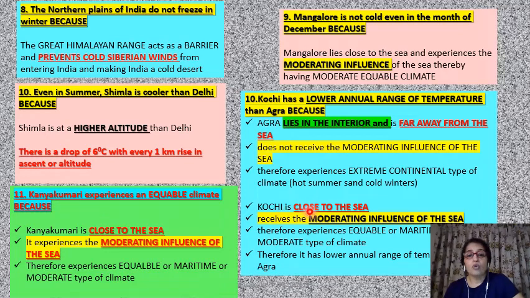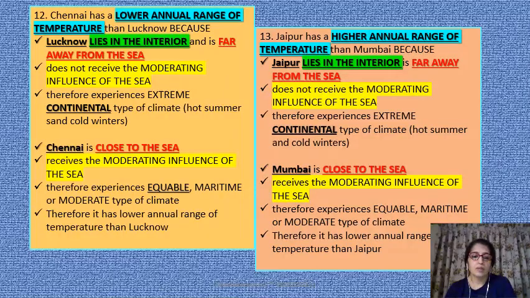Kochi is close to the sea. It receives the moderating influence of the sea. Therefore it experiences maritime or moderating or equable climate. Therefore, Kochi has a lower annual range of temperature than Agra. So I'm doing this again and again to just put it into your heads about this equable climate.